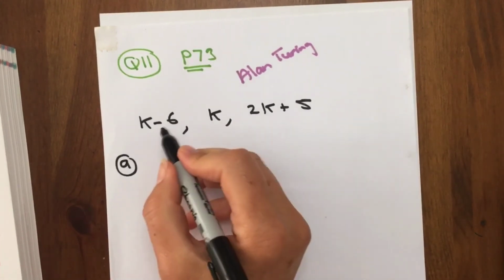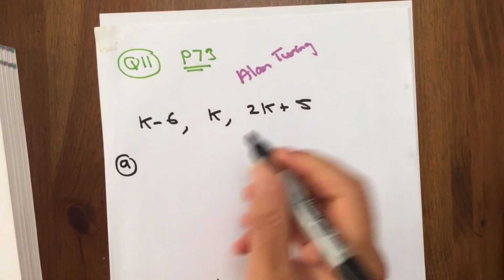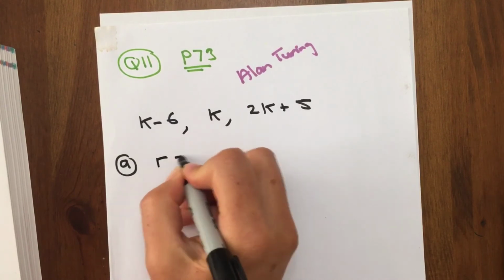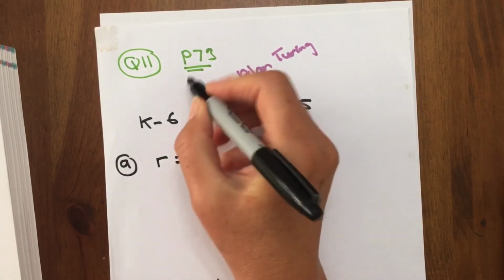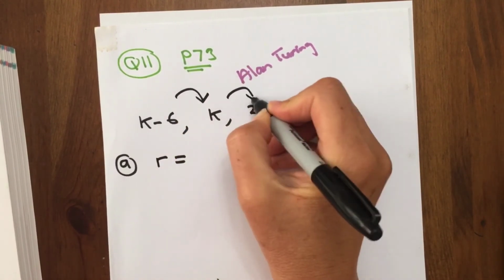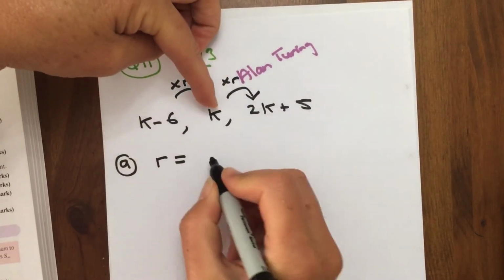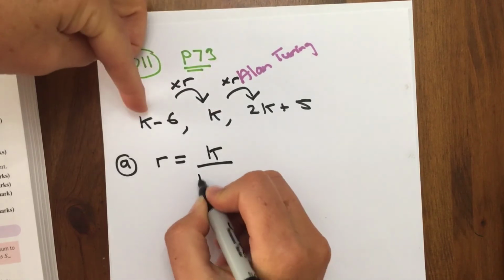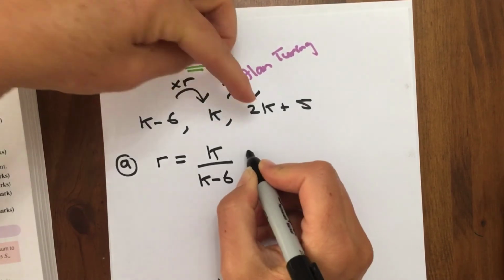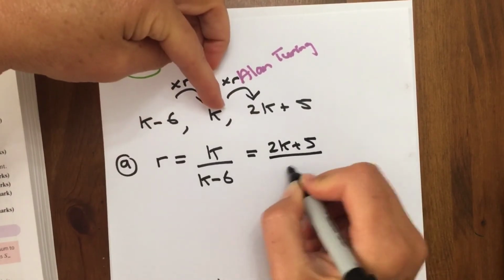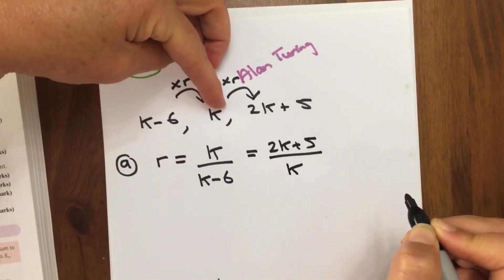Well, I know that the common ratio is going to be the same all the way through. So, to get from one term to the next, I'm timesing by r. So, r will be the second term divided by the first term, which will be the same as the third term divided by the second term.